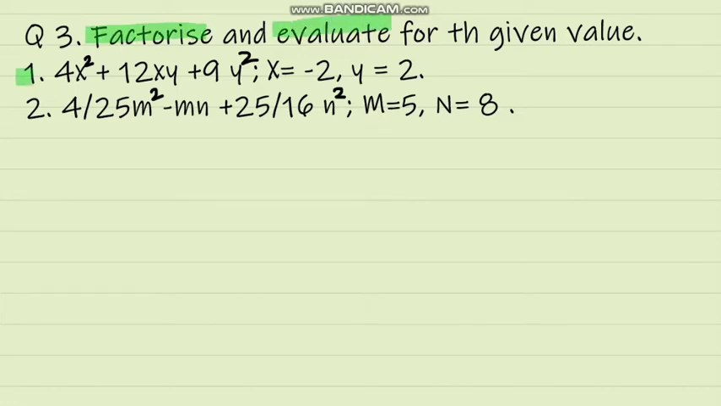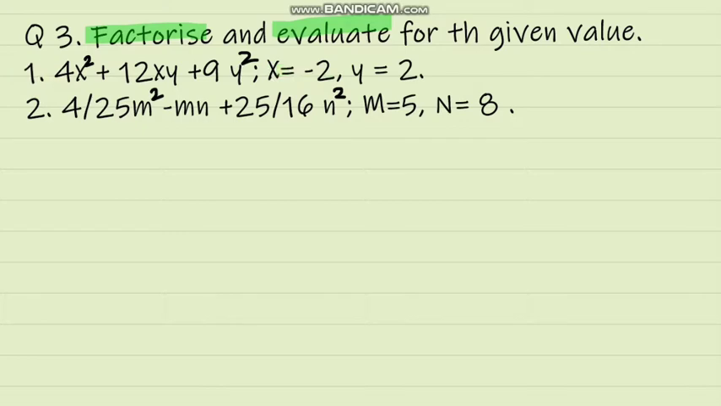Now see what is given in question number 1. 4x square plus 12xy plus 9y square. This is your algebraic expression and you have to factorize this expression first and then evaluate, means find out the value when x is equal to minus 2 and y is equal to 2. So I think you have understood the question.